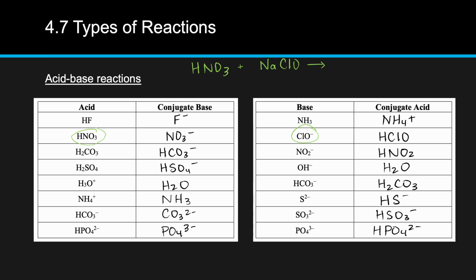And so this would be an acid-base reaction because the hydrogen moves to bond with the ClO minus base. And that's going to form our conjugate acid, HClO. And then left over, we have our nitrate ion, NO3 minus, and our sodium ion, Na plus, and that's going to form an ionic compound, NaNO3. So this is an example of an acid-base reaction using that information with our acid and conjugate base and conjugate acid.